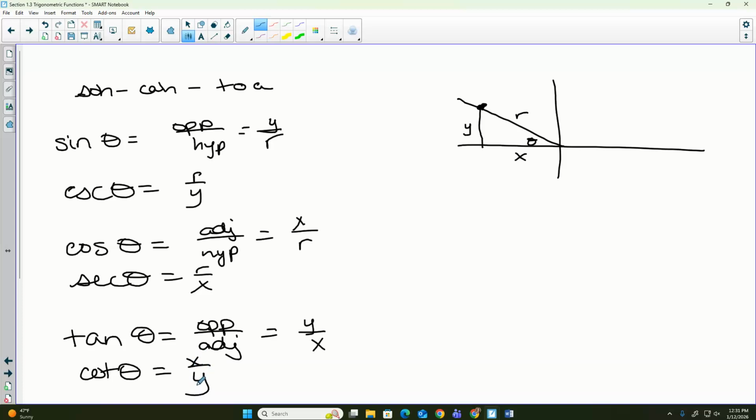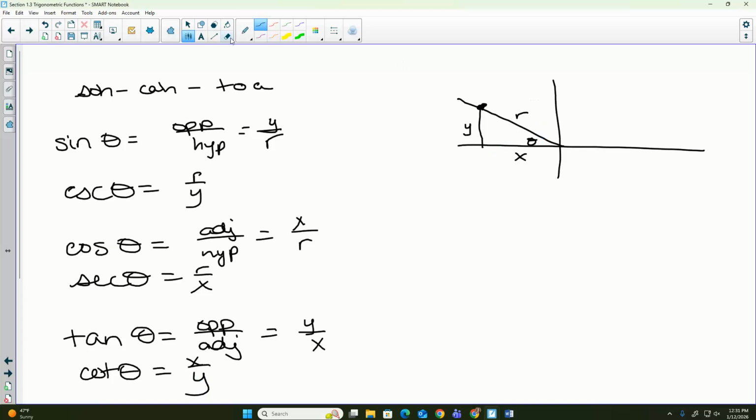I would give you an ordered pair and tell you it was on the terminal side, and we would use that to find x, y, and r and give our ratios. The ratios are always written as a fraction in lowest terms. You might have radicals in them. Break down your radicals as needed and reduce.